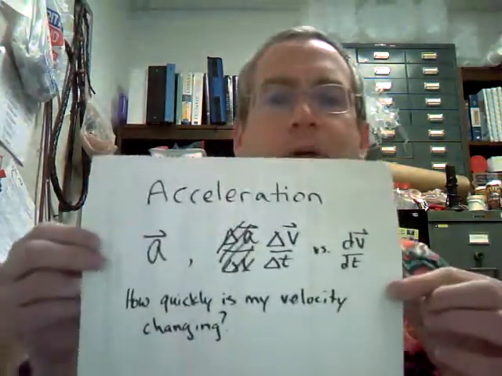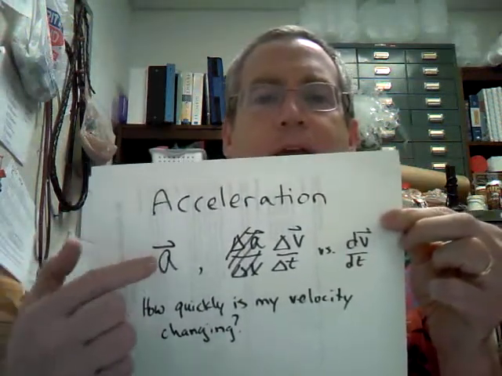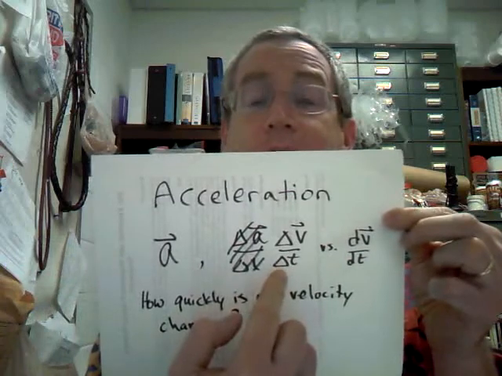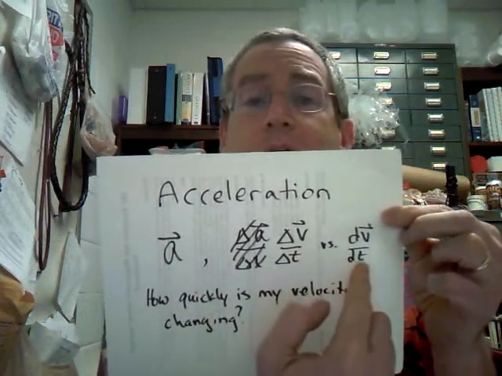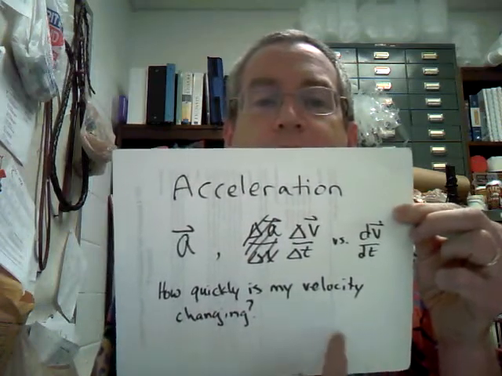And the last big one is acceleration. Acceleration, there's the symbol for it over here. And it is the average acceleration and instantaneous acceleration. And the key here is how quickly is my velocity changing.